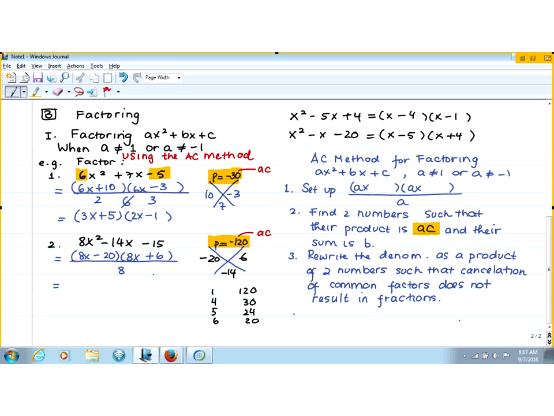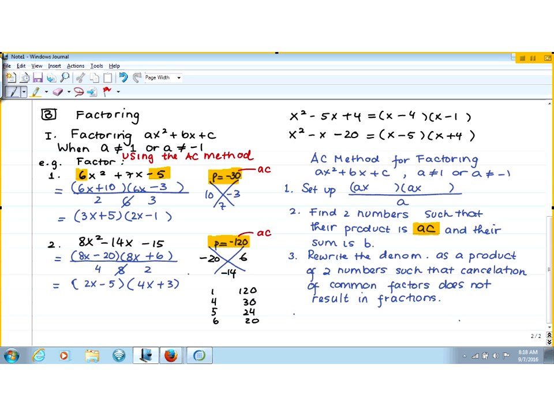Are we done? No. What am I supposed to do? Break up the 8. Okay, so how do I rewrite my 8? 4 times 2. Where is my 4 and where is my 2? 4 here and 2 here? Okay. So 8x minus 20 divided by 4 is 2x minus 5. What about 8x plus 6 divided by 2? 4x plus 3.